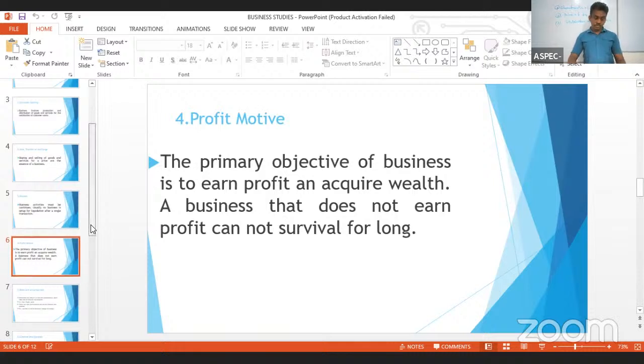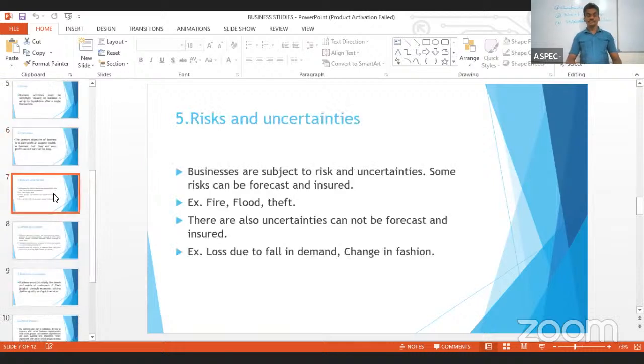Then we move to the next one, risks and uncertainties. Business always faces risks and uncertainties. Businesses are subject to risks and uncertainties, right? Some risks can be forecast. We discussed in detail last day, and insured, right? Fire, flood, thieves, terrorist attack, natural disasters. When you analyze past data, the experts forecast the risk, right?